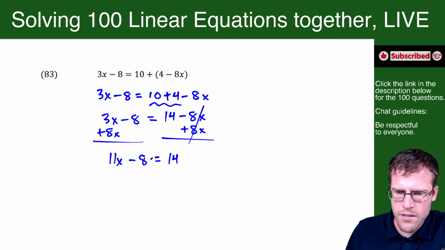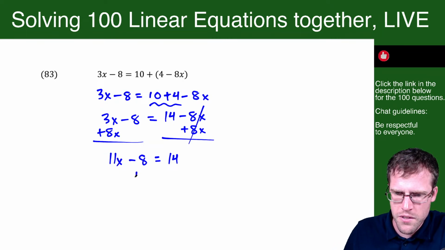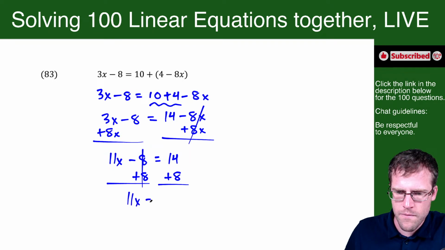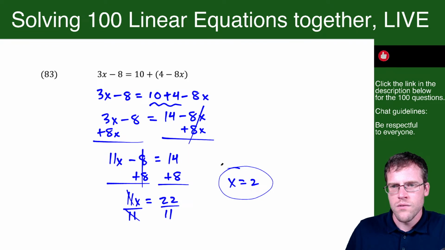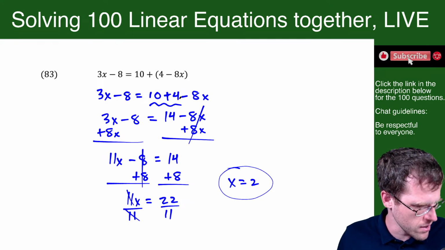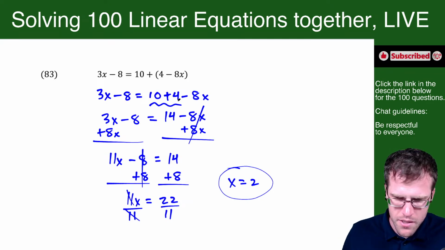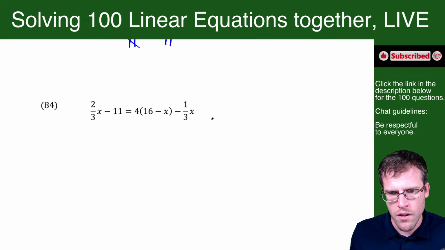All right, 11x minus 8 equals 14. So plus 8 on both sides. So now you've got 11x equals 22. Divide by 11. Okay, x equals 2. So not bad. Just drop the parentheses and then move on from there.